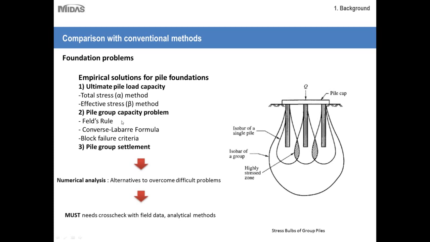So for example, Feld's rule and the Converse-Labarre formula are two of the main methods used for group pile foundation analysis, as well as block failure criteria, which needs to be taken into account for group pile foundations. If you refer to this image here, as you can see, one of the main strengths of pile foundations is that it distributes the weight along a greater isobar, or a greater area of soil, thus making the foundation more stable.